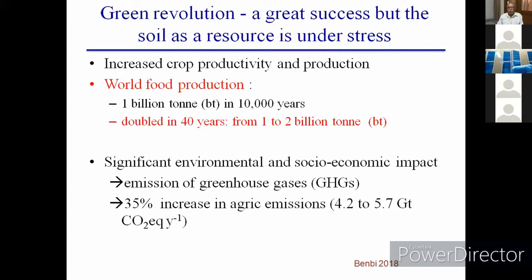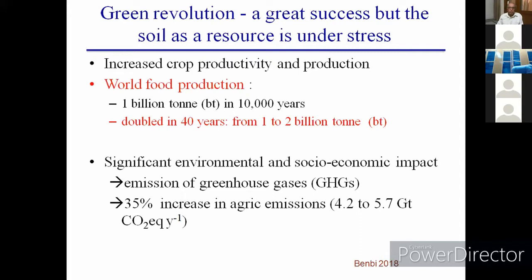One of the most important things we are talking about nowadays is global warming or climate change. So it also impacted greenhouse gas emissions. In these 40 years, our emissions from agriculture increased almost 35%. But at the same time, one good thing is that because this green revolution is associated with intensification of agriculture, intensification also helped us in mitigating greenhouse emissions.